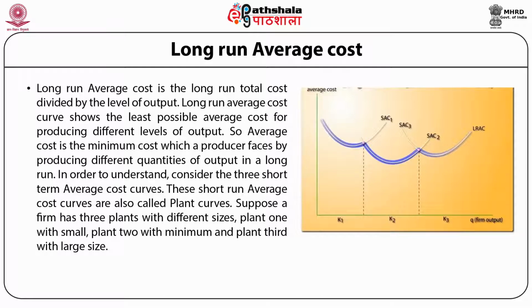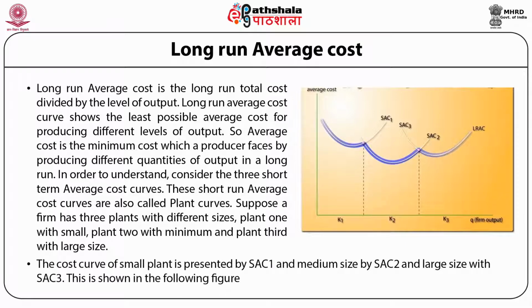These short-run average cost curves are also called plant curves. Suppose a firm has three plants with different sizes. Plant 1 with small, plant 2 with medium, and plant 3 with large scale. The cost curve of small plant is presented by SAC1 and medium size by SAC2 and large size with SAC3. This is shown in the following figure.